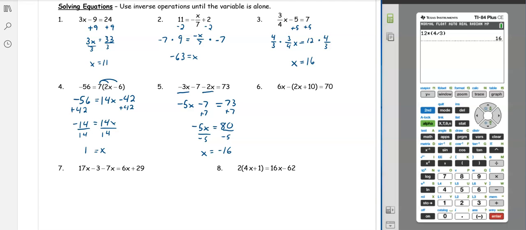In number 6, we have 6x minus the quantity 2x plus 10. So again, we have that parenthesis. There's not really a number in front of it, but there is this negative sign. So we are distributing a negative 1 into our parentheses. Make sure you distribute that and not the 6x. So for now, the 6x stays the same. And then we have minus 2x minus 10 is equal to 70. These x's are on the same side, so they can combine together, and we get 4x minus 10 is equal to 70. We can add 10 on both sides, so 4x is equal to 80. Divide by 4 on both sides, and we get x is equal to 20.